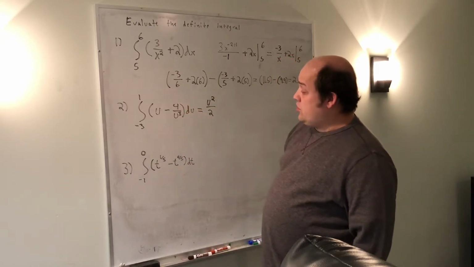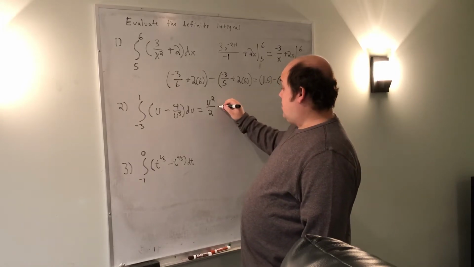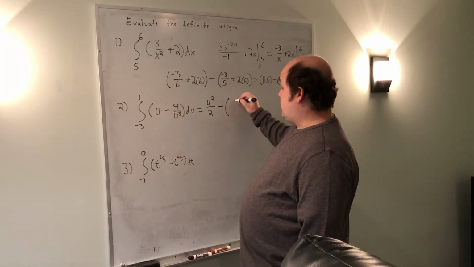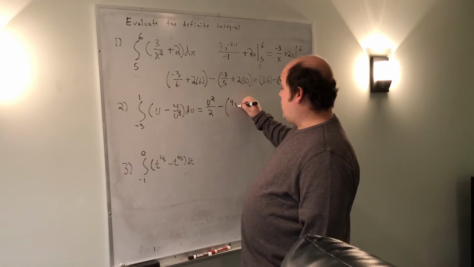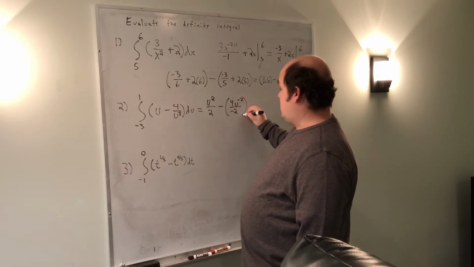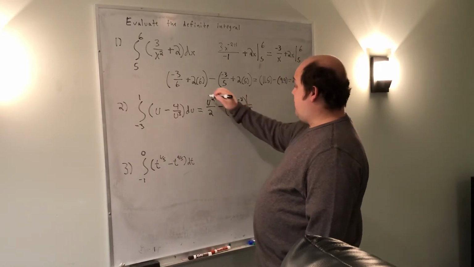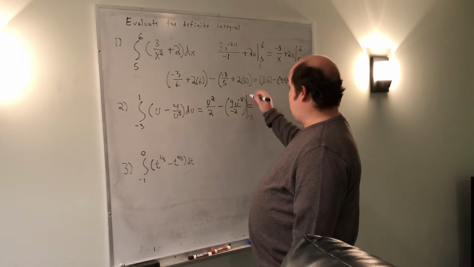This is an understood u to the negative third. I'm going to add 1 to that, so it's going to become 4u to the negative second. I'm going to have to divide by that same new power, negative 2. When I clean this up a little, and this should all be evaluated from negative 3 to 1.